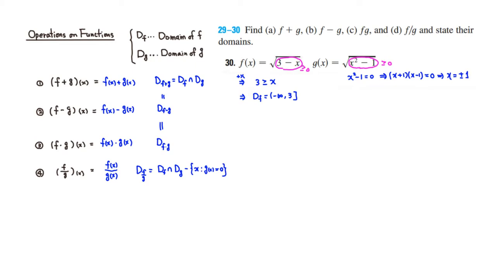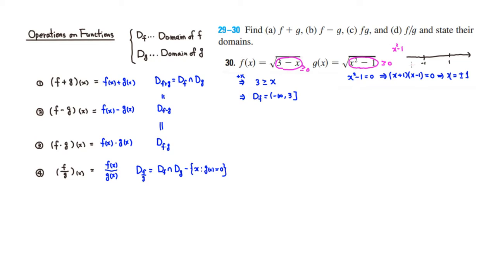Then you can do the number line. So I'm going to do a number line up here. Then I'm going to put a tick mark for negative 1 and positive 1. Then I'm going to make sure that x squared minus 1 is non-negative.